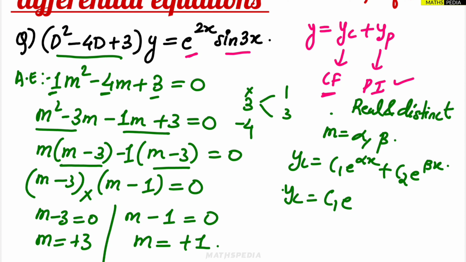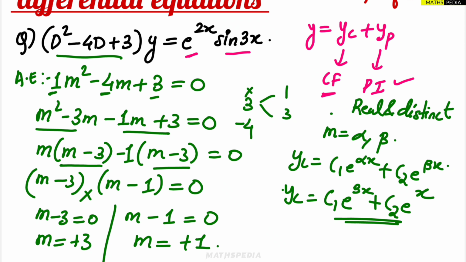Now yc for this particular equation will be c1 e power alpha x, which means e power 3x, plus c2 e power beta x, which is e power 1x, I can write directly e power x. In place of alpha you put 3 and beta you put 1; vice versa is also right. So this is how we find the yc value.